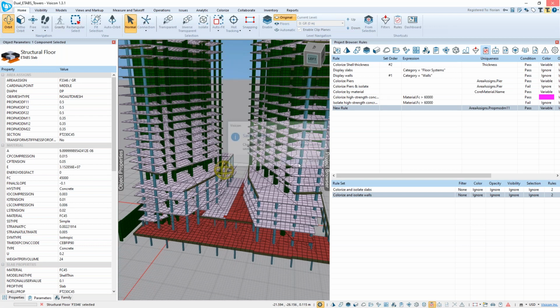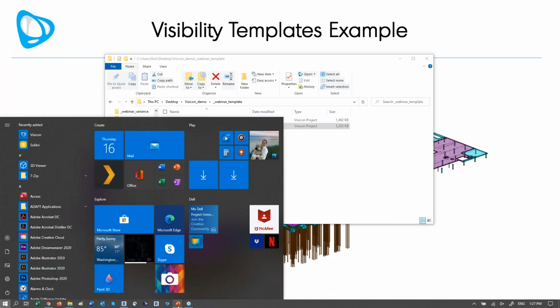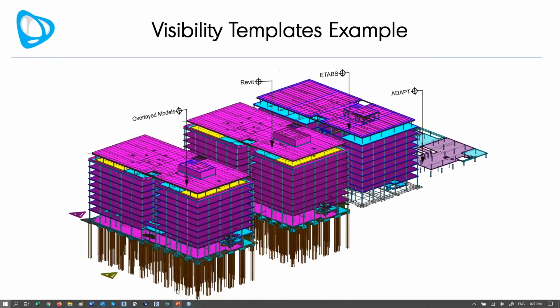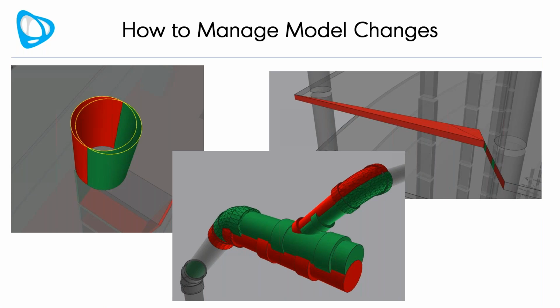Now moving on to the next set of workflows, we're going to talk about how you can use Visicon to manage model changes. Right, so this is a big headache for many of us, both in terms of internal model management and probably even more painful, having to digest and work on changes that we keep getting imposed on us by outside partners like the architect or mechanical, etc. So Visicon has 3 ways to make that easier for you.